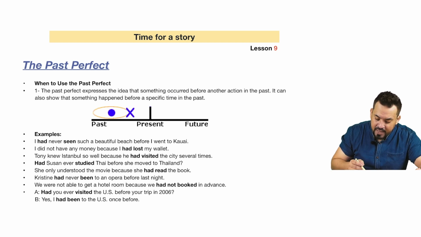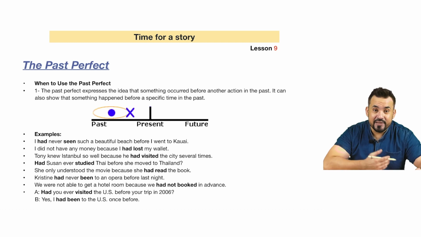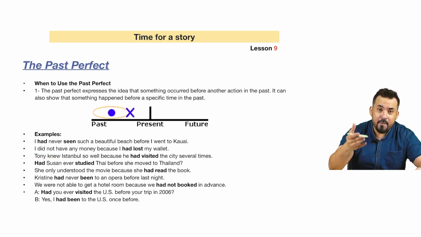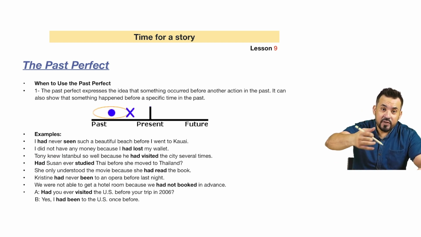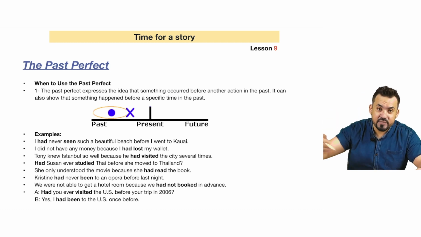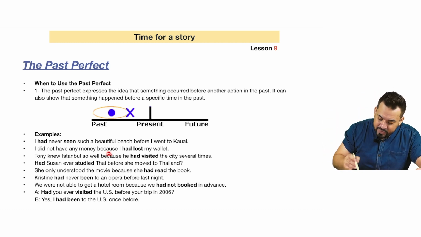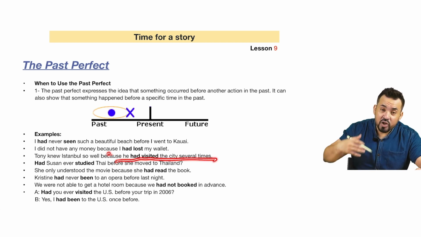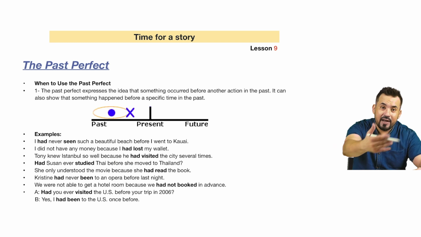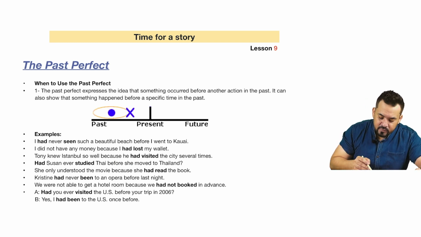Tony knew Istanbul so well because he had visited the city several times. So again, Tony knew Istanbul. This is past simple. This was the result because he had visited many times in the past, or he had visited 3 times. So past perfect shows that he had visited before, and then as the result of that, he knew the place.